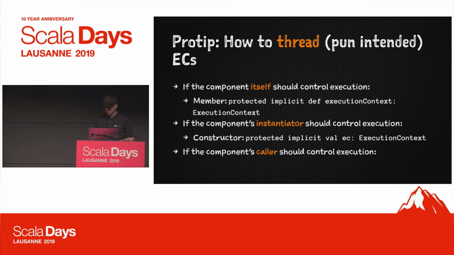And last but not least, it's not uncommon at all that you want to have the caller of the component specify the execution context. So then, of course, you make it an implicit parameter to that method. So these are my recommendations, and they've served me quite well. And it's rather easy to reason about. There's not much conflict in there.